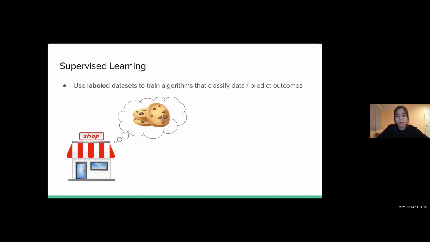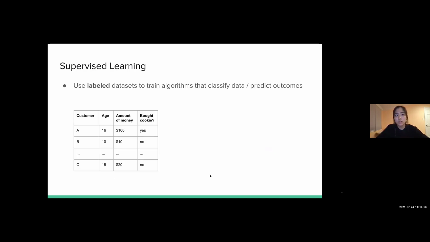To do that, we want to figure out which customers to target based on information from previous customers. Specifically, we know some information about previous customers who bought or didn't buy that cookie, as well as their age and how much money they have. We'll represent this in a table like so.